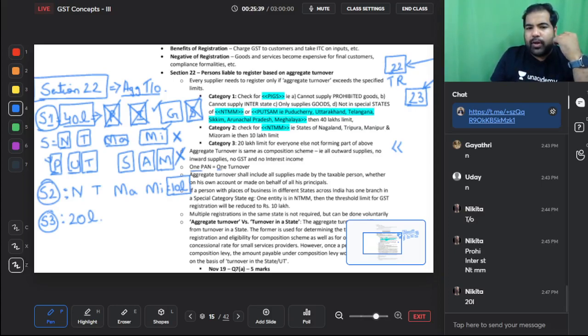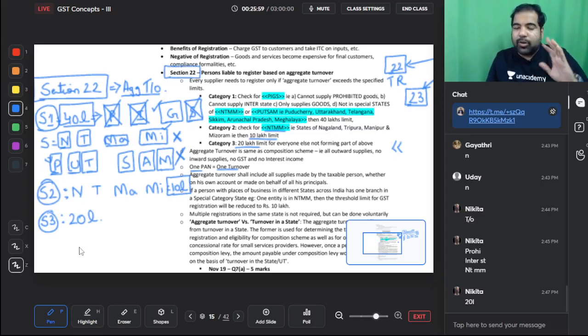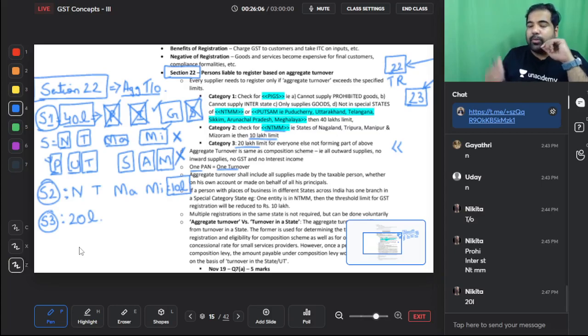One PAN, one turnover. Remember, as an agent, whatever supply I am making independently plus whatever supplies I am making for my principal, both have to be included. NT-MAMI have a 10 lakh limit, others have a 20 lakh limit, and if you are fulfilling PIGS, then you have a 40 lakh limit. That, guys, is section 22. Don't worry. If you are even remotely understanding this shortcut, when we apply it to the sums, you will love it. Guys, this is a shortcut that will help you not have to remember each state's limits.